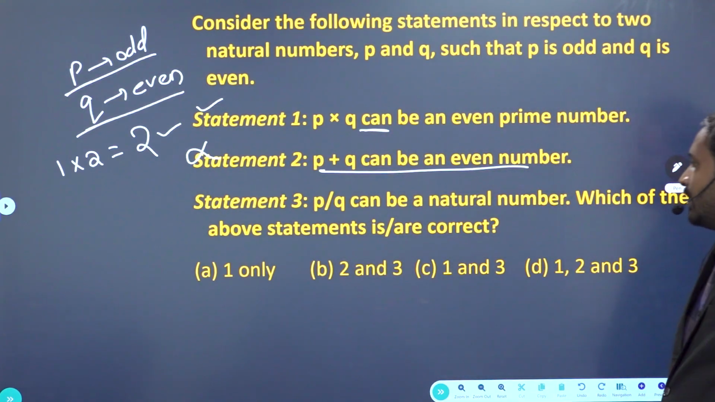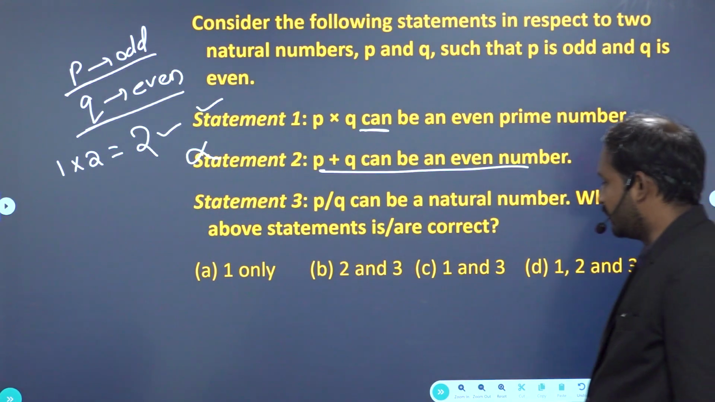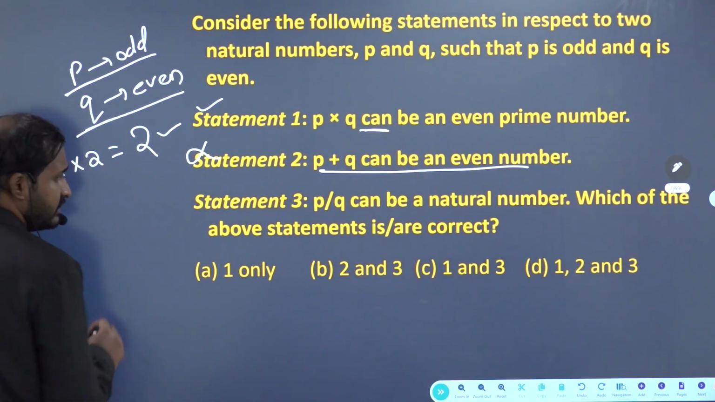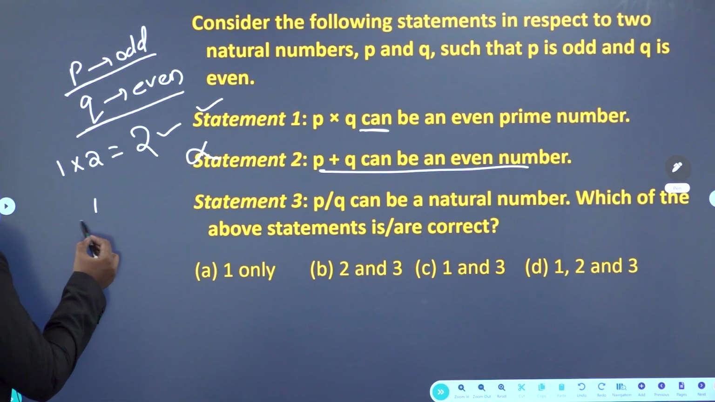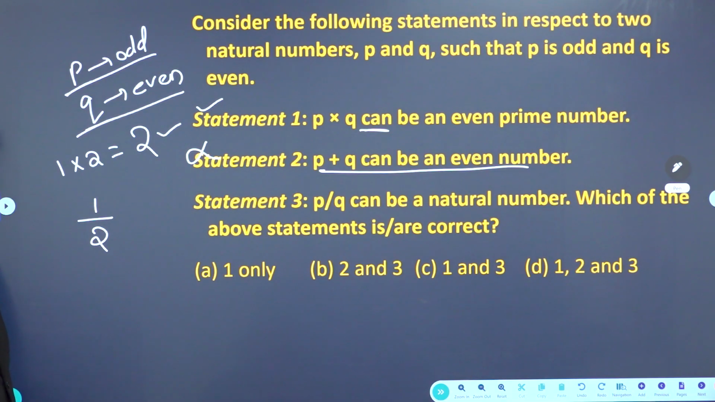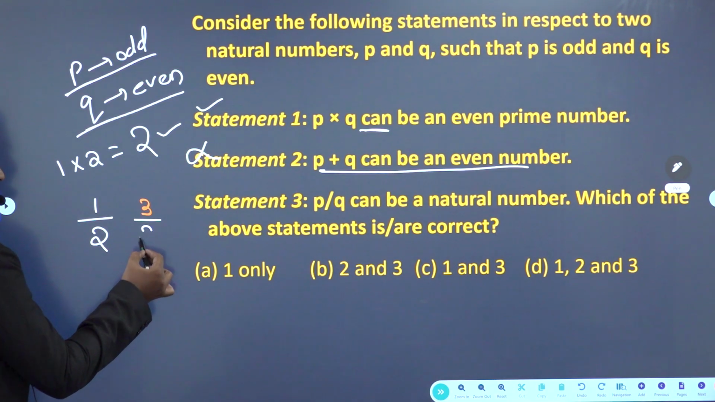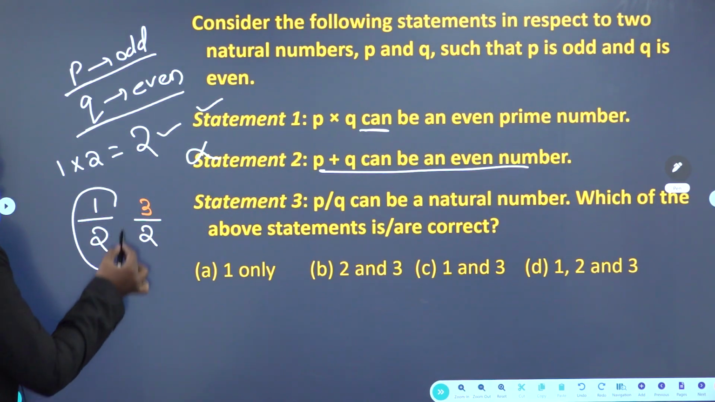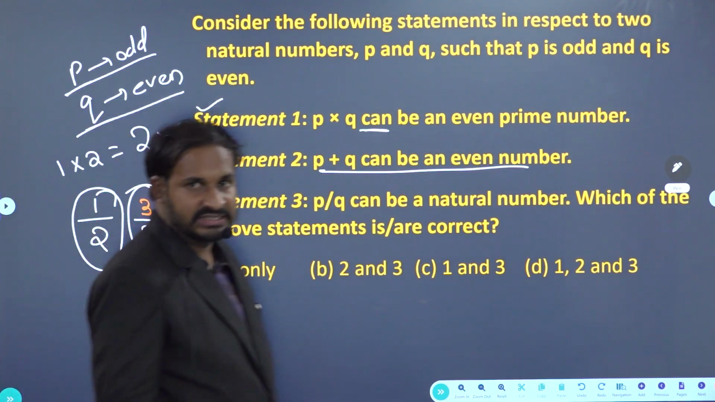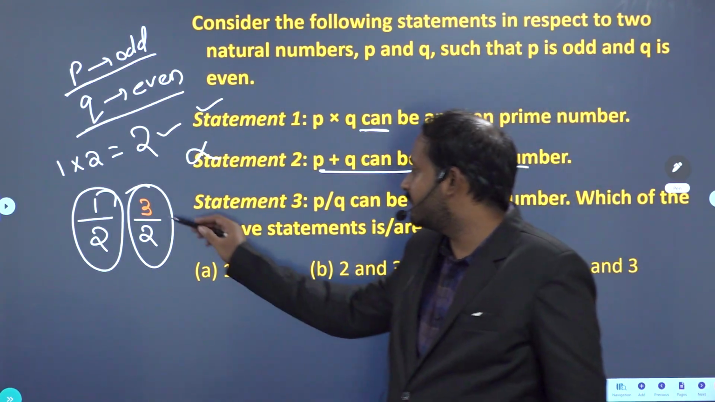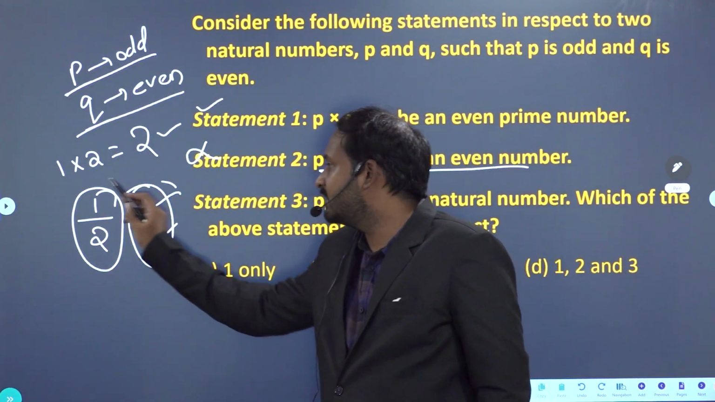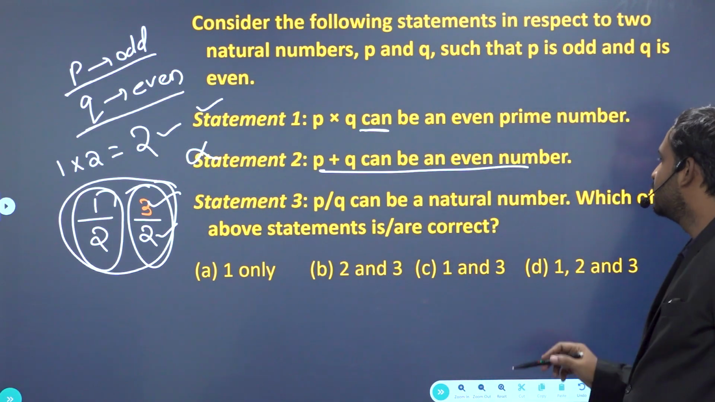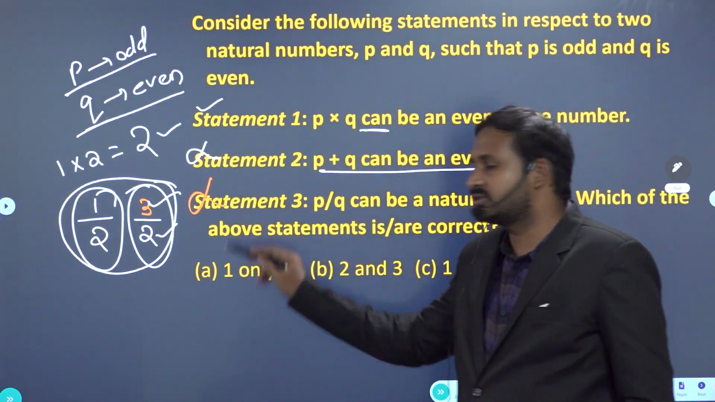Now, third statement. P by Q can be a natural number. P is odd, right? And Q is an even number. Okay, let us check. 1 by 2. Is it a natural number? No. 3 by 2. Is this a natural number? No. See, an odd and an even will never get cancelled. An odd number will never be cancelled with an even number. Take any odd number and any even number, it cannot be cancelled. So that means P by Q can never be a natural number. So this one is also false.